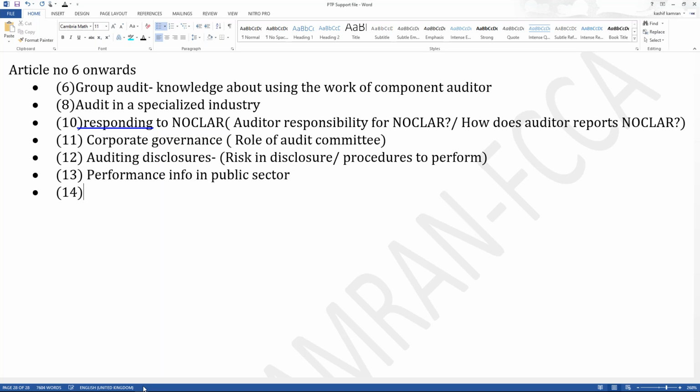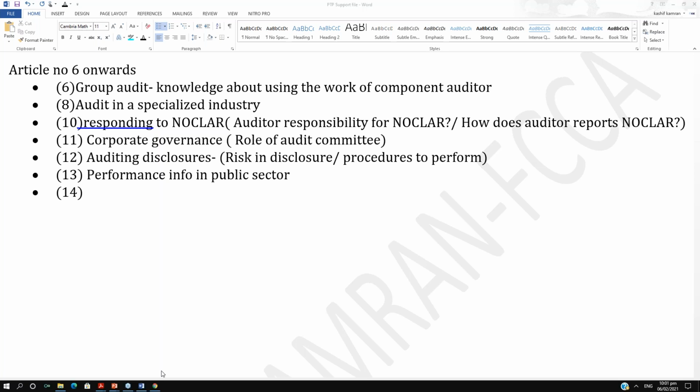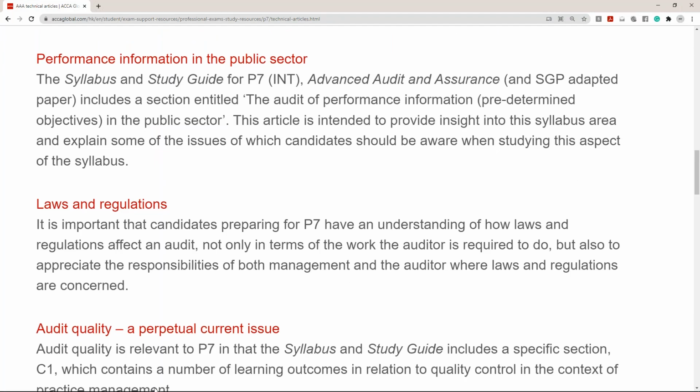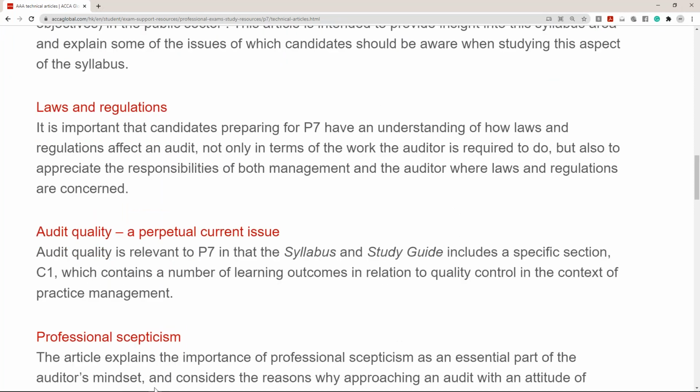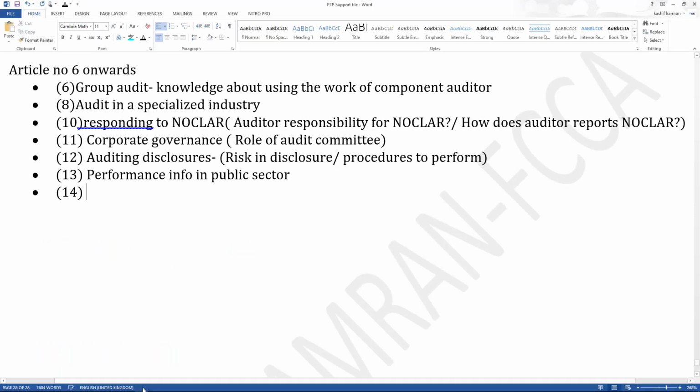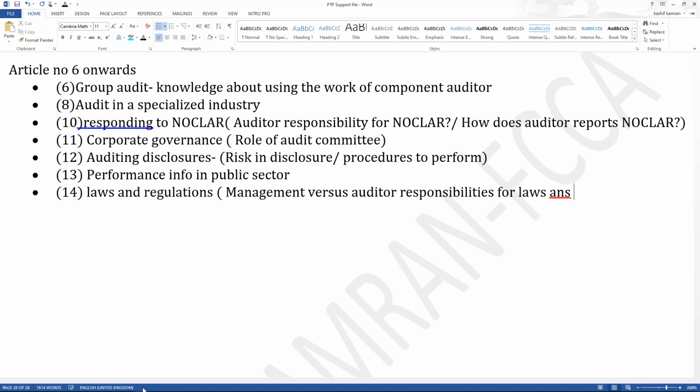Next, 14th article. Let's see, should we read it? Should we not? Okay, laws and regulations. Wonderful article. You should know the auditor's responsibility for laws and regulations. You should know the management's responsibility for laws and regulations. So this article explores the segregation of responsibilities between the management and the auditor on laws and regulations. You should read this article, and from it you should know the management versus auditor responsibility when it comes to laws and regulations. That's the only thing you need to get out of this article.